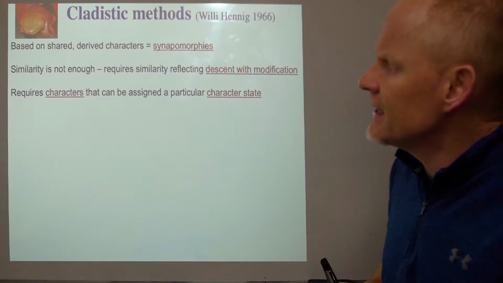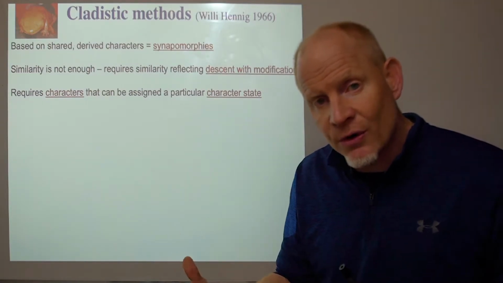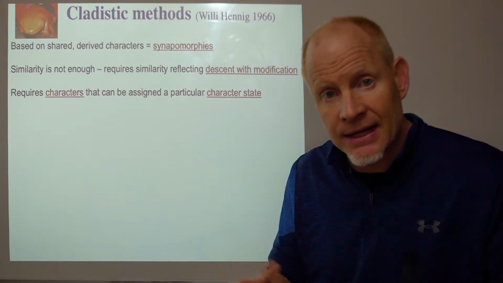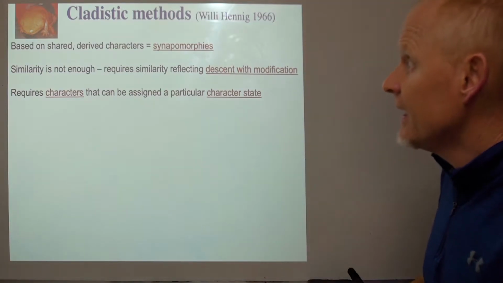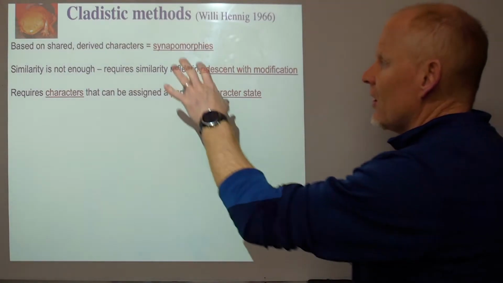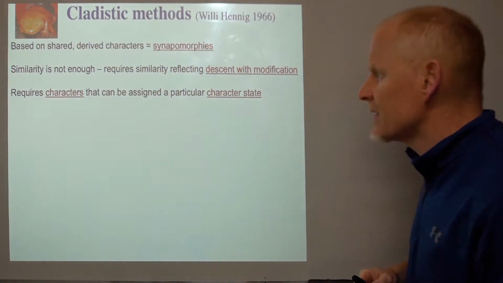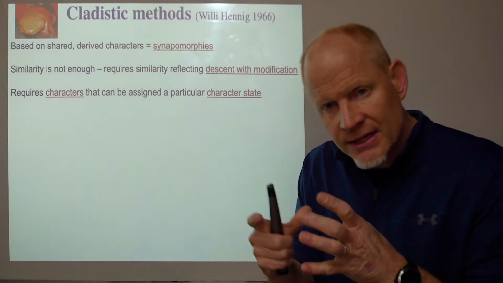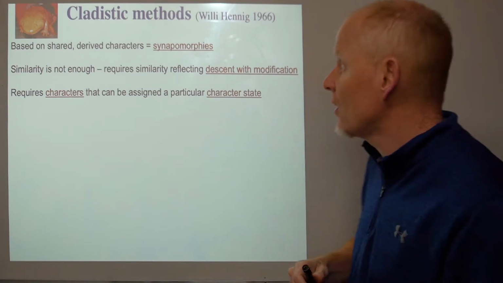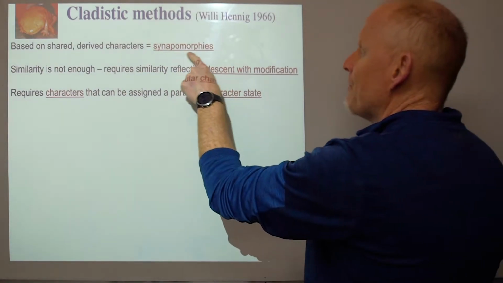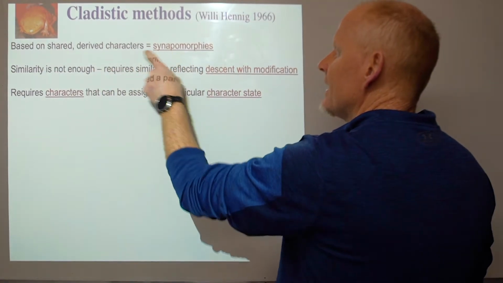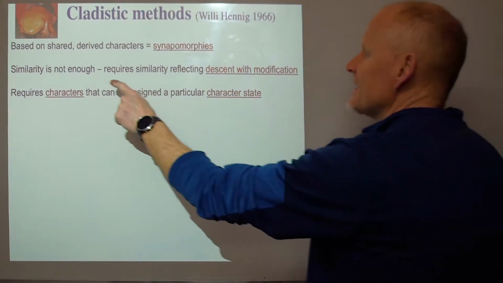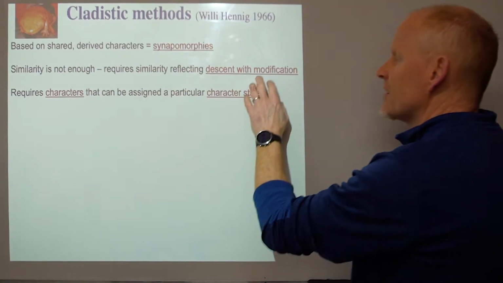So part of this is determining what is ancestral and what we consider derived, right? Or something that has changed from the ancestral condition. And so cladistics is based on these kinds of characteristics. Shared derived characters that make these organisms grouped together different than the ancestor are called synapomorphies. Apomorphy means derived characters. Syn means shared. Similar is not enough. It requires some reflection of descent, right?